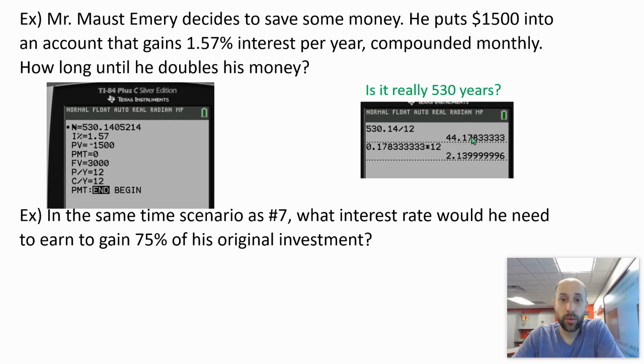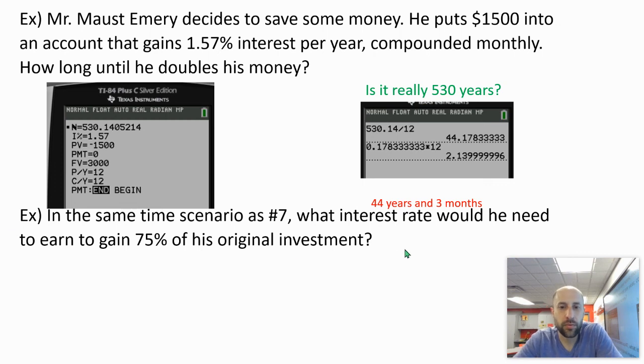And then I can take that 0.1783 and multiply that by 12 because that will convert that to months. So this is really 44 years, and I'm going to have to round that up because if I round it down, I wouldn't quite have the account doubled. So I have to wait until that 3rd month. So 44 years and 3 months, which is still a long time, a lot less than 530 years, but still a long time.